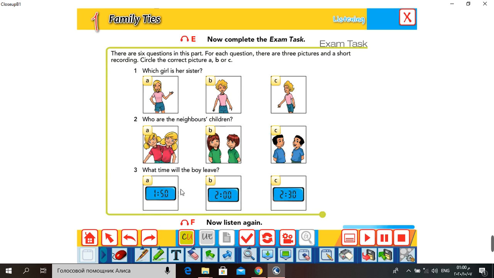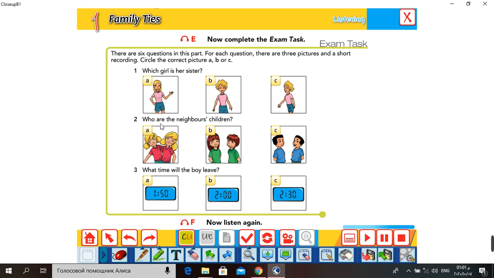Now complete the exam task. I will play the recording, you listen and you answer the questions, and then listen again and check your answers. For number 1, it says, which girl is her sister? And in the three pictures A, B, and C, you can see almost the same girl but with small differences. She's wearing the same t-shirt and the same shorts in each picture with the same colors. However, the difference seems to be with the hairstyle.